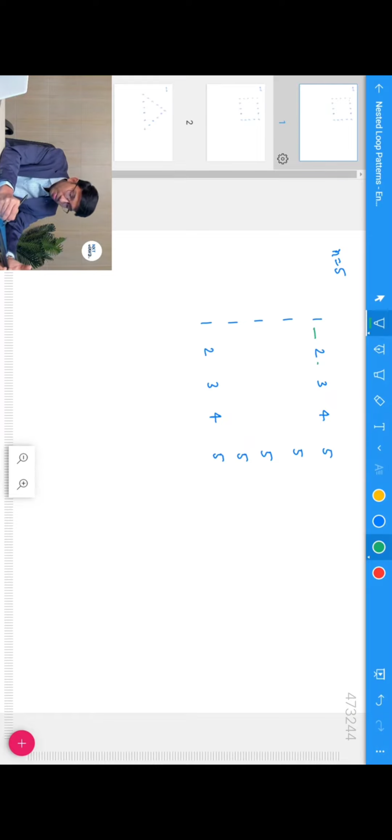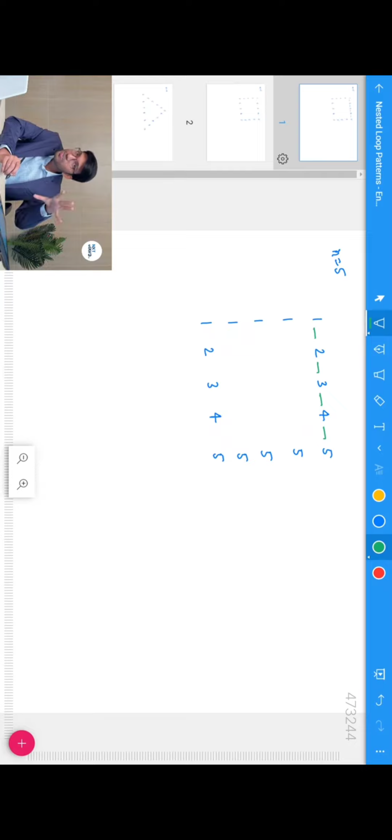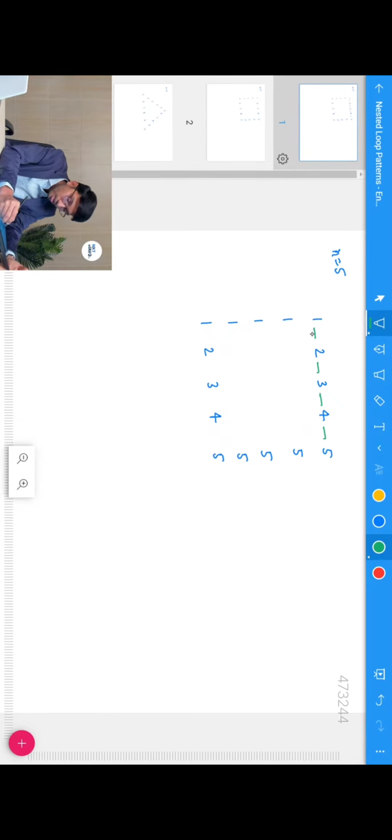Between 1 and 2 there is a space. Between 2 and 3 there is a space. Between 3 and 4 there is a space. Between 4 and 5 there is a space. It is given explicitly in the question that there will be spaces between each number. Here also, if there is a space, below that also there will be a space. Space, space, space. So let's finish this.